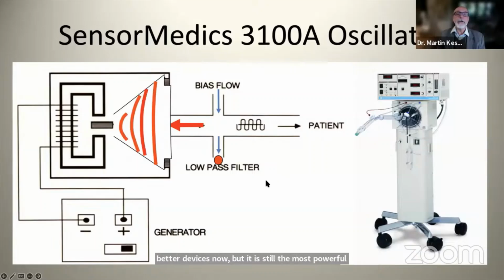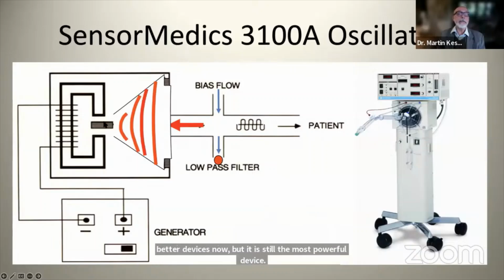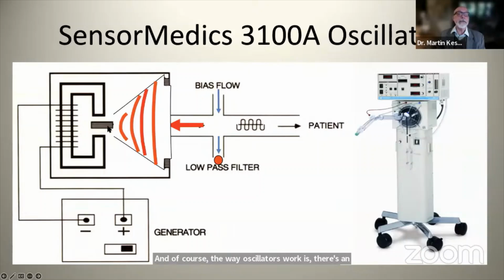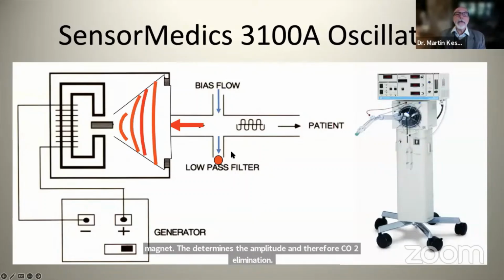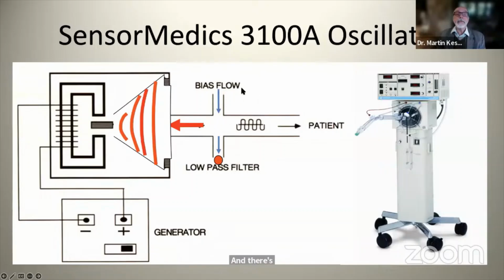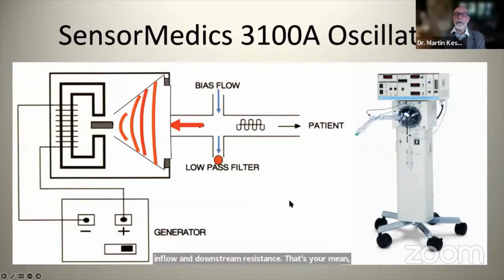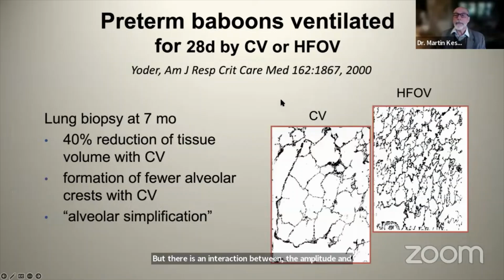And of course, the way oscillators work is there's an electromagnetic piston that moves back and forth, generating these oscillations. The power applied to the magnet determines the amplitude and therefore CO2 elimination. And there's bias flow of fresh gas, and the balance between inflow and downstream resistance sets your mean airway pressure. It's therefore quite a simple device. You have an oxygenation knob and a ventilation knob, but there is an interaction between the amplitude and mean airway pressure that affects both oxygenation and ventilation. It's not quite as separate as people make it sound.